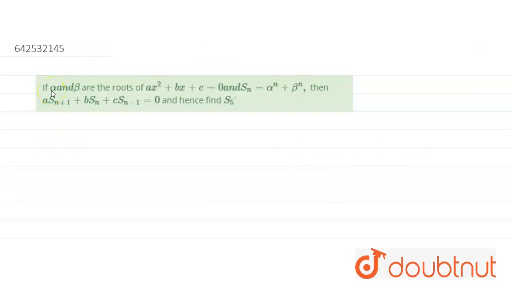The question is, if alpha and beta are roots of this equation, and we have given one condition, that is Sn is equal to alpha^n plus beta^n. Then we have to prove a Sn plus 1 plus b Sn plus c Sn minus 1 is equal to 0, and hence we have to find S5. Very interesting question. Just look at it.